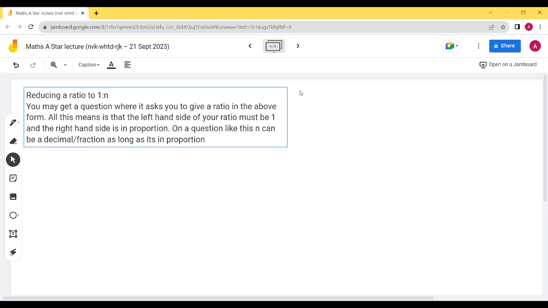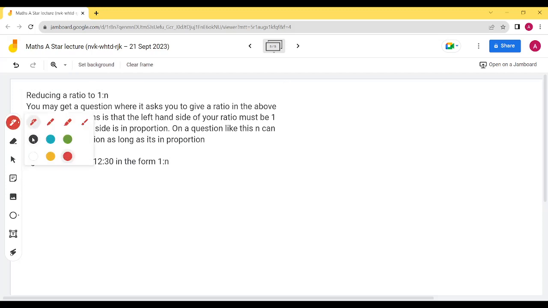So normally with a ratio you don't get parts where one part is a decimal, but you can do here, or a fraction. So you could say, for example, write the ratio 12 to 30 in the form 1 to n. And so we can write out our ratio below. We've got 12 to 30. Now we know the left-hand side is going to become 1.